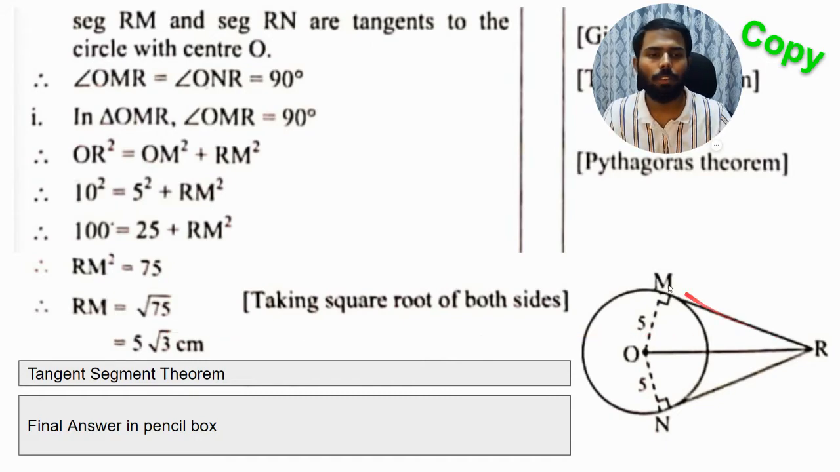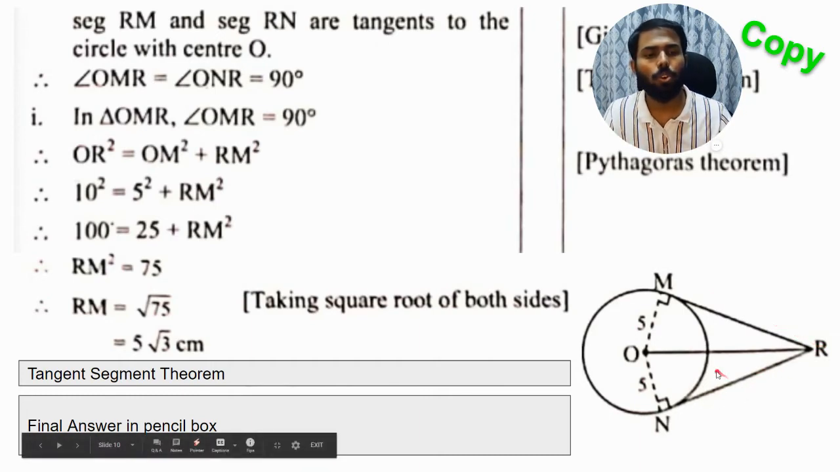तो तुम्हें RM का वैल्यू तो मिल गया, but they have asked RM and RN's value in the question, right? So what you can do is you can do Pythagoras theorem again in the triangle which is on the lower side of OR.